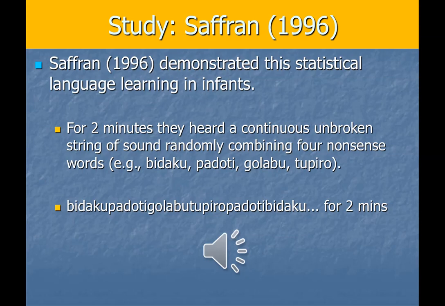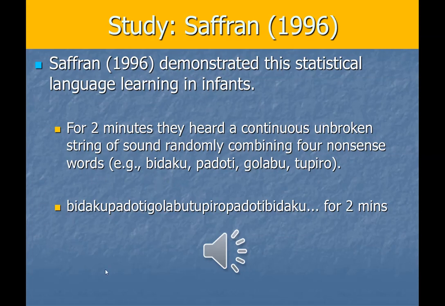This fake language they came up with was made up of just 4 words. So it's a very simple language, and they were looking at how the little infant brain could piece together which of these are words. In other words, how quickly the infant brain could pick up that these are the 4 words of that language. And the words were Bidaku, Padoti, Gulabu, and Tupiro. Those are the 4 words.